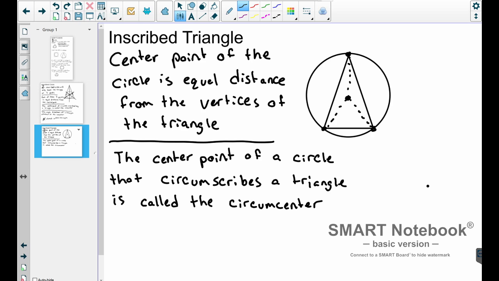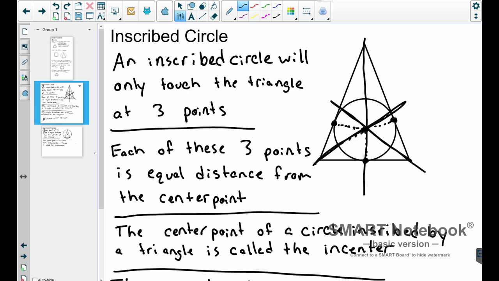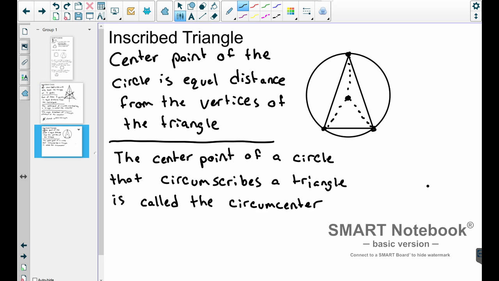So last time we said, well, if you have a circle in a triangle, the center point of that circle is going to be your incenter. Well, now if we have a triangle within a circle, the center point of that circle will be the circumcenter of that triangle.